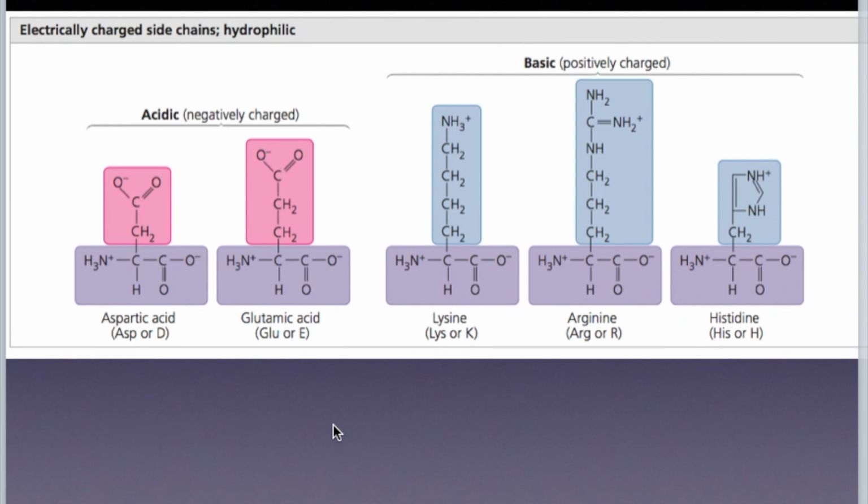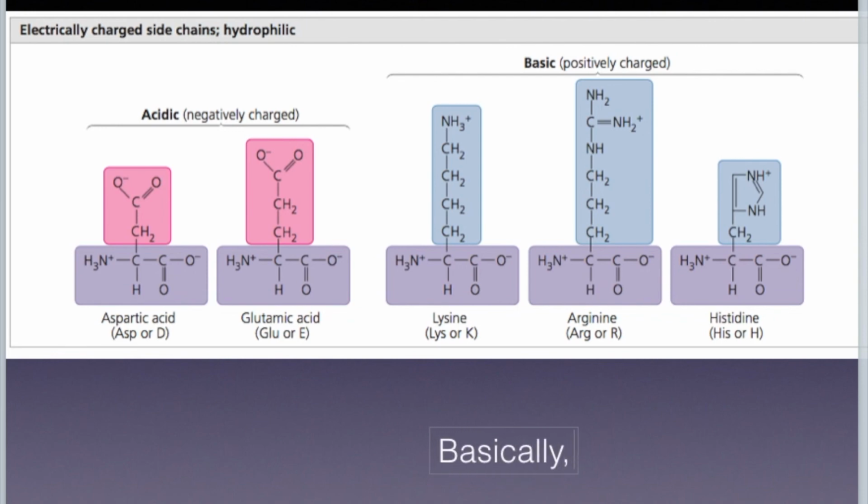Right, so we'll begin with basic because it is more complicated, and it has 3 components. One is lysine, the other is arginine, and the last one is histidine. So how do we remember this? It's quite simple.